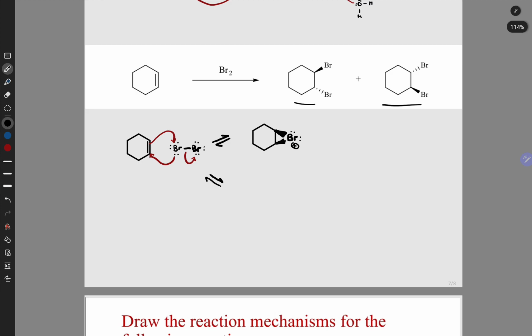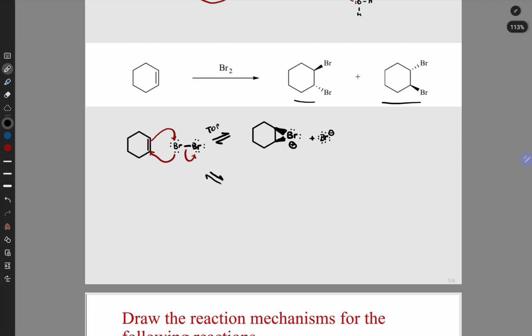And same sort of deal, it has a formal charge. Okay. And then we will have a bromine ion there. Okay. So we can see here that we have two different bromines attached to this. Obviously, this looks like anti-addition, and I'd imagine that's what the addition is. So we can see that this is a top attack from the bromine, and this is a bottom attack.